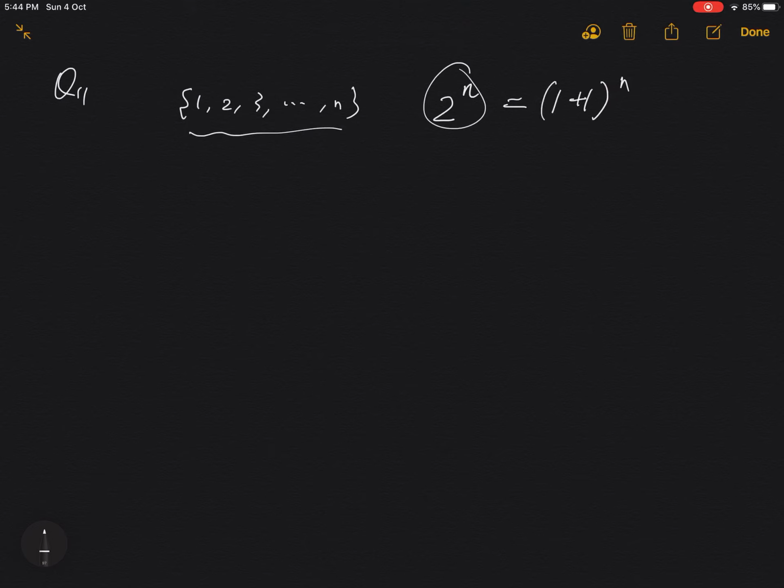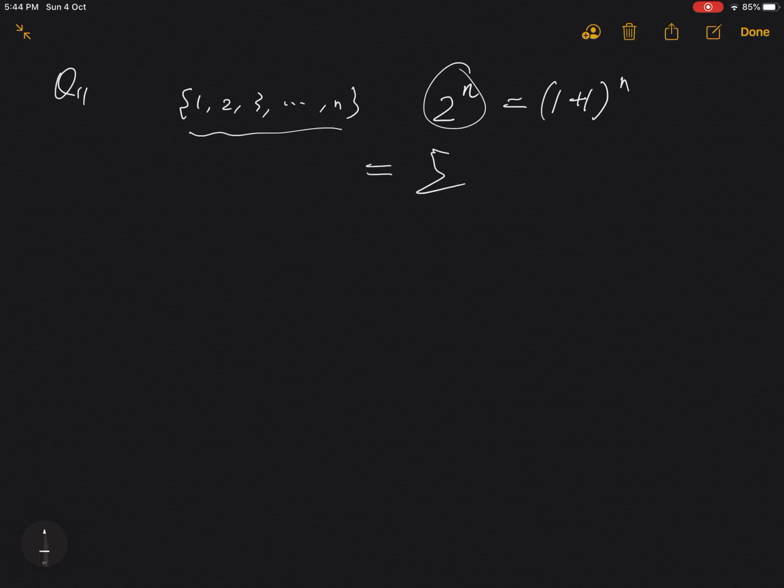For question 11, it asks how many subsets of 1 to n are there with an even number of elements. So first, the number of subsets of 1 to n: how many subsets are there? Since this has n elements, the number of subsets will be 2 to the power of n. How to calculate 2 to the power of n? We can use the binomial theorem, right?